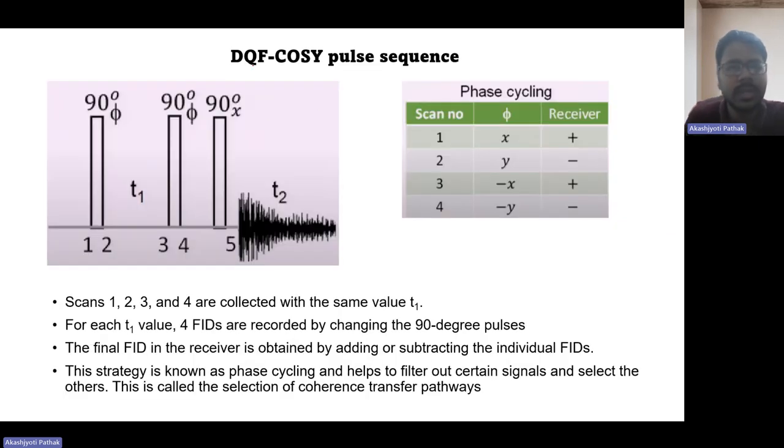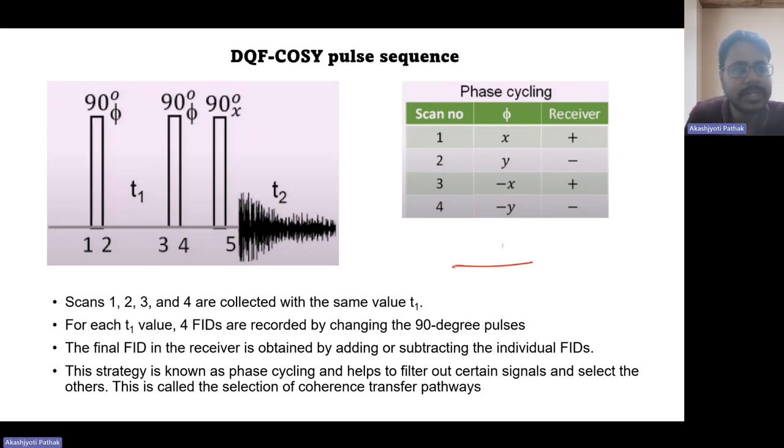So if you see the 2D DQF COSY pulse sequence, mostly it is the same. The only difference is that in the COSY experiment there were two pulses: 90x, T1 period, 90x, then you detect the signal. But here you have 90° phi, 90° phi, then there is another 90° x pulse, and then there is the detection period, T2 time period.